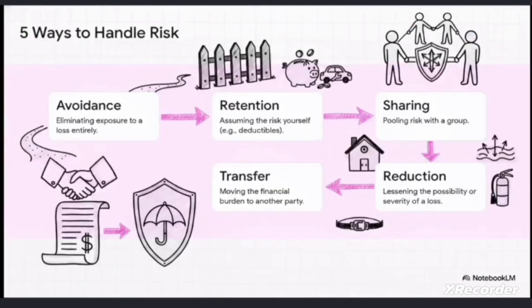You know, we all deal with risk every single day, whether we realize it or not. Sometimes we just avoid it, like never getting on a plane. Sometimes we hold on to some of it ourselves. That's what a deductible is. You're retaining a piece of the risk. And we try to reduce it, by installing a smoke detector. But for those really huge, life-altering risks, the smartest thing to do is transfer it. And that, right there, is why we have insurance.